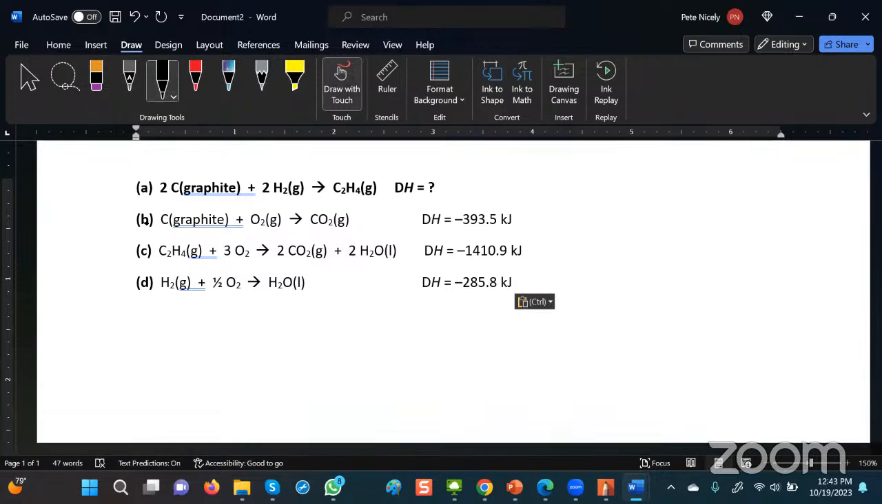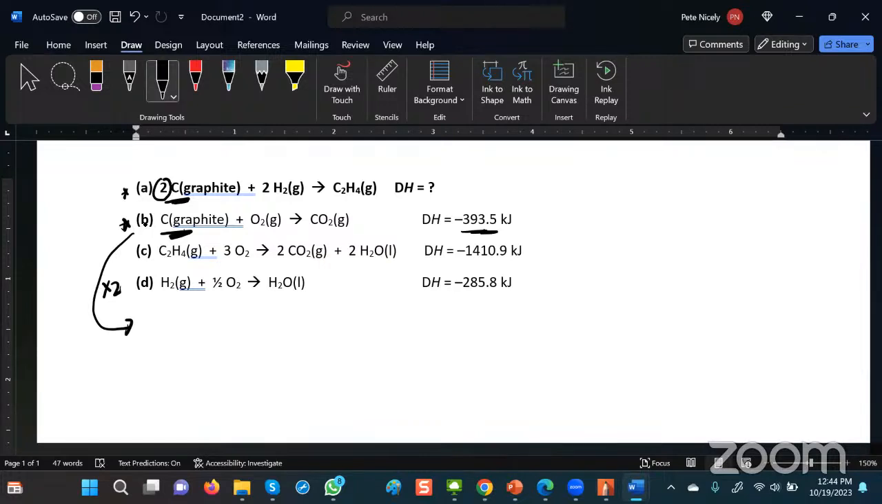So for example, if you compare equation B to equation A, you'll see that you have carbon on this side here and carbon on this side here, right? So what I would do to this equation here is multiply the entire equation by 2. The reason why is because I have a coefficient of 2 right here in the equation for which you're trying to find delta H, right? Now, the key thing you need to remember is that if you multiply this equation by 2, that means that the delta H value here must be multiplied by 2 as well, right?